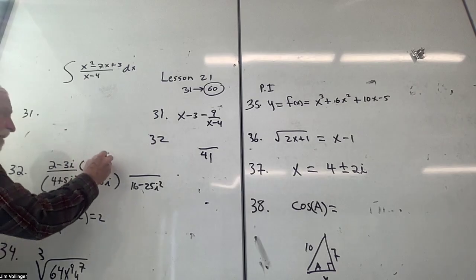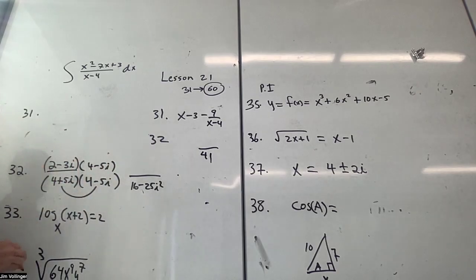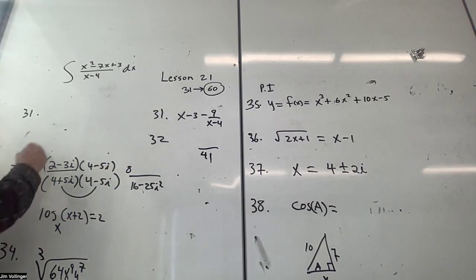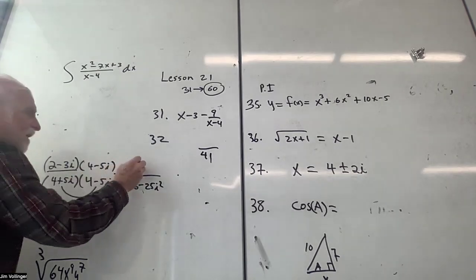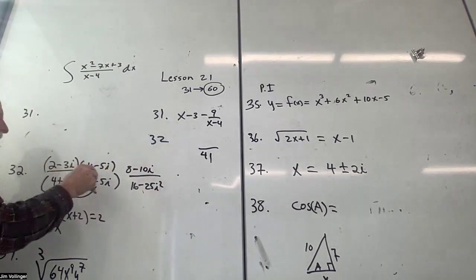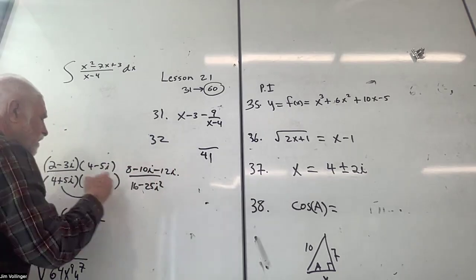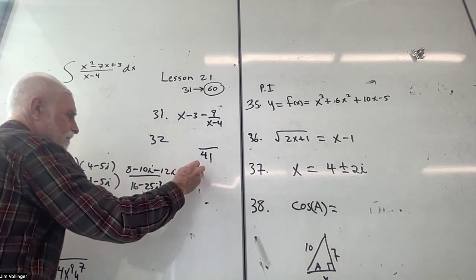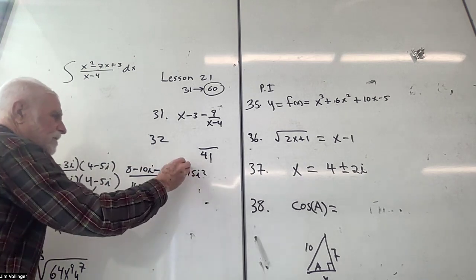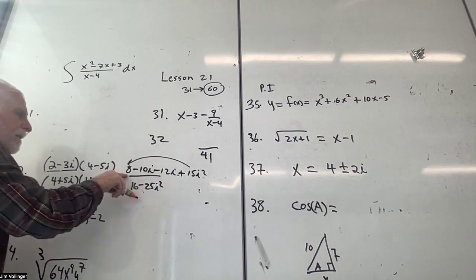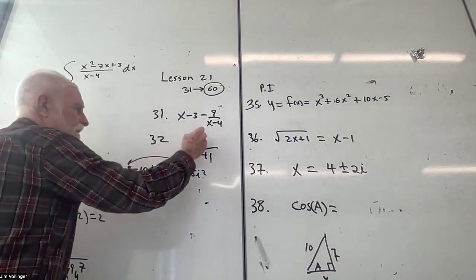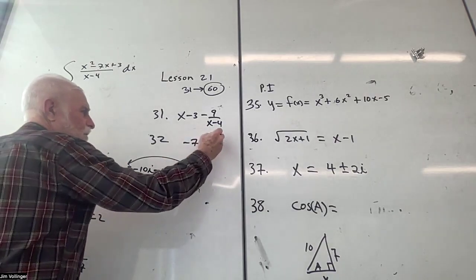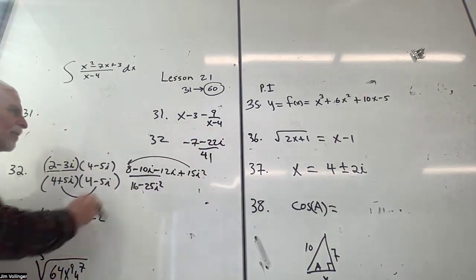4 minus 5i. I'll put that in parentheses now. That gets us 8. If you want to do the, well, no, I'll just keep going. 2 times negative 5, negative 10i. Minus 3i times 4, minus 12i. And minus times a minus is a positive 15i squared. Now, what is 15i squared? It's minus 15 plus 8 is minus 7. And minus 10i minus 12i is minus 22i. So that's problem number 32.